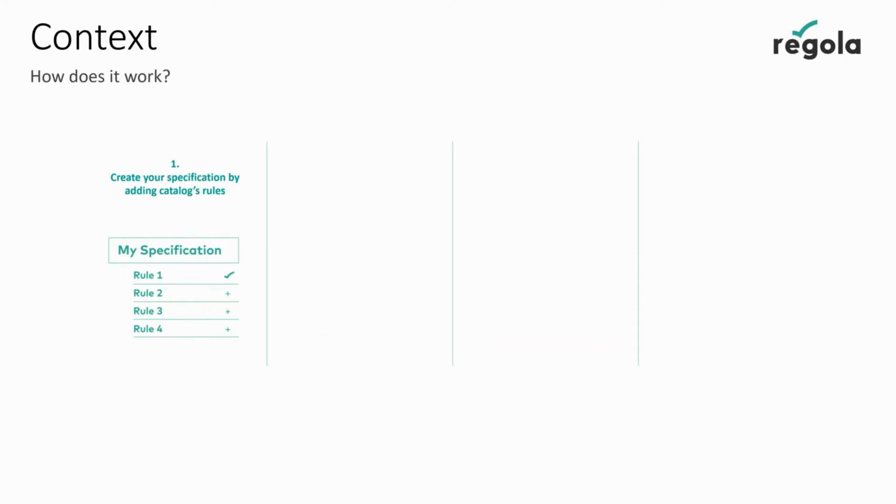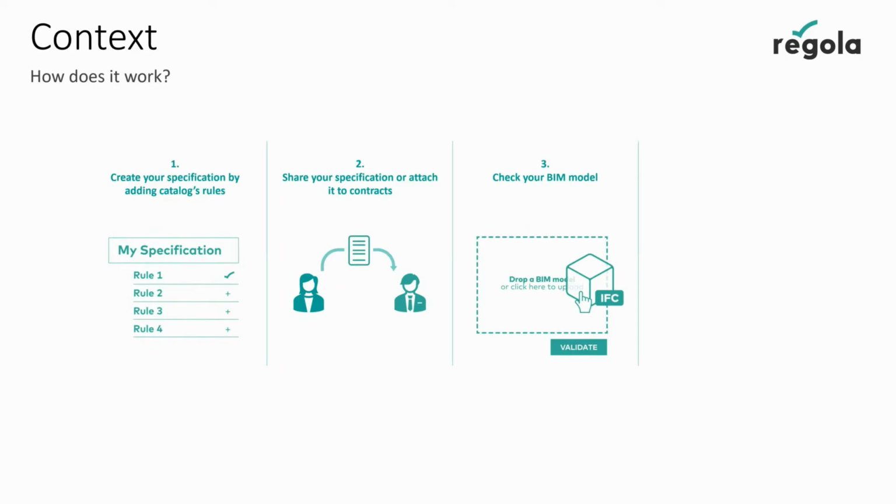How does this work? You can create your own specification by adding and tailoring rules from a catalog. These rules are expressed in natural language and are enriched with explanations and examples so that the client has full control over them. Once created, the specification can be printed, inserted as an annex in contracts, or simply shared with suppliers through Regola. In this way, suppliers can clearly understand what they are required to deliver, and then they can create the IFC model, upload it in Regola, and validate it against the specification. The same can do the client.